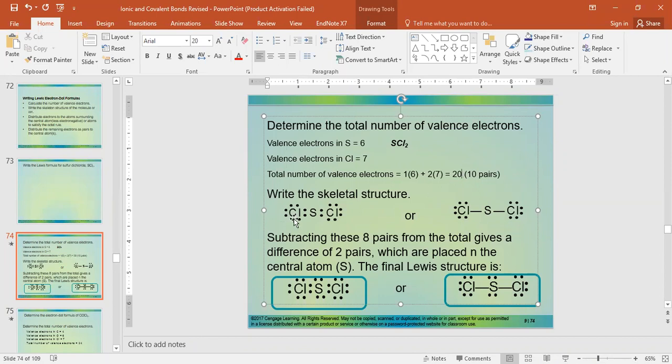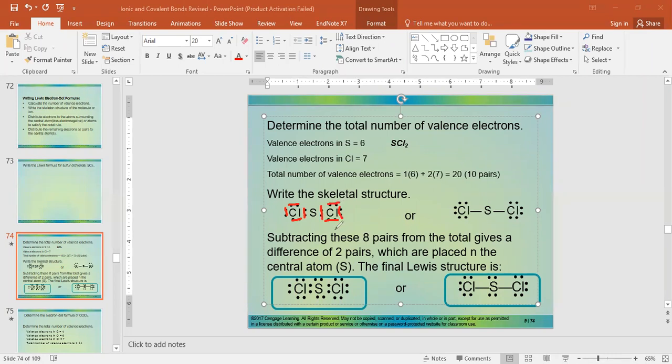So the question is, in this distribution, how many electrons have we used? You can count these dots. These dots are actually going to give you the number of electrons that we have already used. So you can see there is one. Let me pick my pen again. There is one pair, another pair, third pair, fourth pair, fifth pair, sixth pair, seventh pair, and eighth pair.